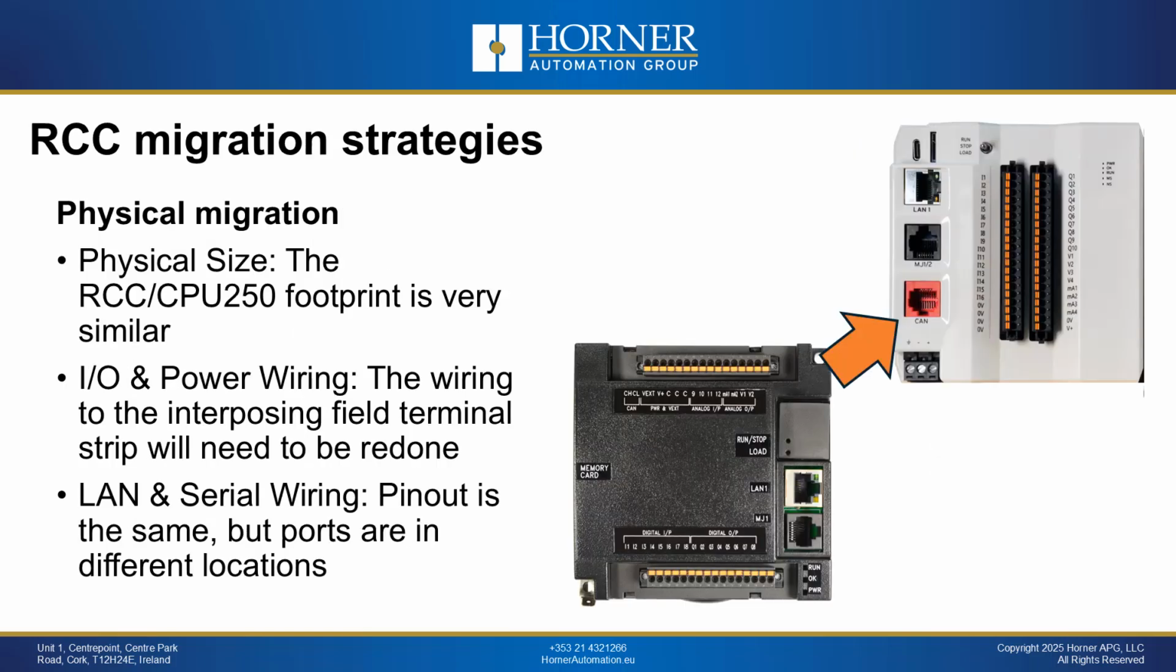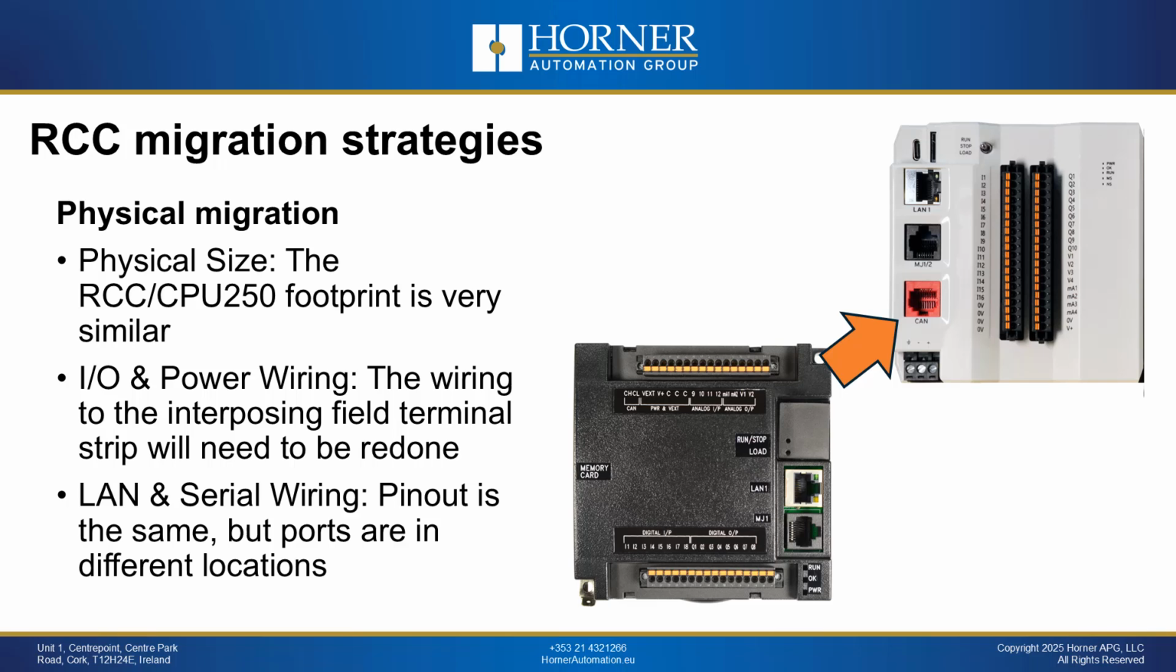Now let's talk about what we have to do besides just ordering a different part number to do the migration. Let's start by talking about physical migration. What does that look like? Well, from a physical size standpoint, the RCCs and the CPU 250 are virtually the same size, so they have the same footprint on a redundant rail or in your enclosure.